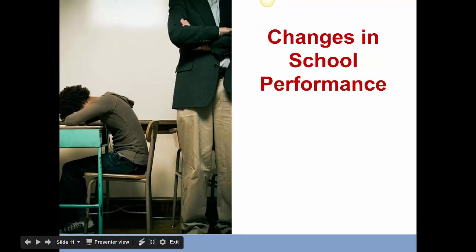Changes in school performance may also be an indicator that something is going on in the student's life. Sudden drops in grades, lack of interest in school and school activities, skipping school, and acting out while at school should be noted. Students may show frustration with school and school personnel and have difficulty concentrating on tasks.